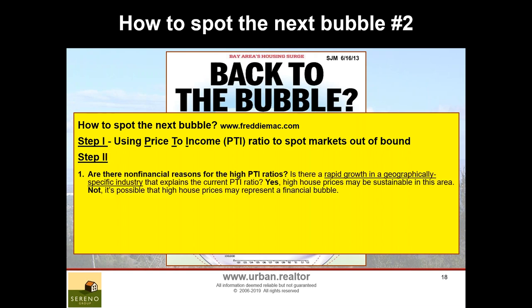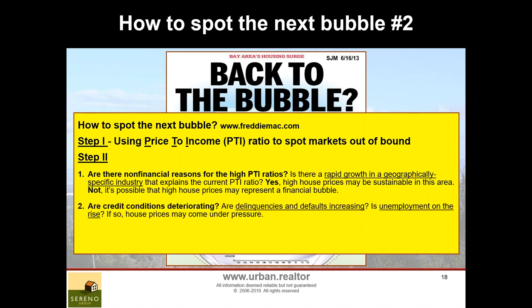And the second step, where they ask three questions. Number one, is there a non-financial reason for the high PTI, price to income ratio? Is there rapid growth in a geographically specific industry that explains the current PTI? Clearly in Silicon Valley, we see an area that is growing rapidly, attracting a lot of people with high education and high household income. As far as I can tell right now, I don't see any signs of slowdown. So we have a good geographical concentration of an industry that attracts a lot of highly educated people who have a lot of money.